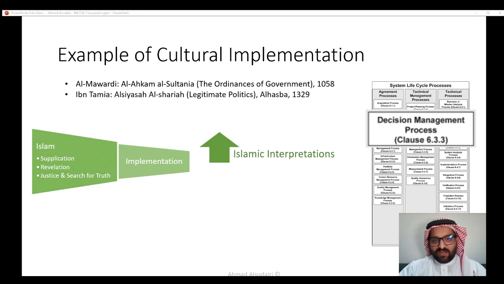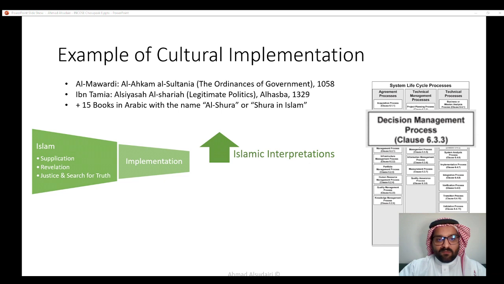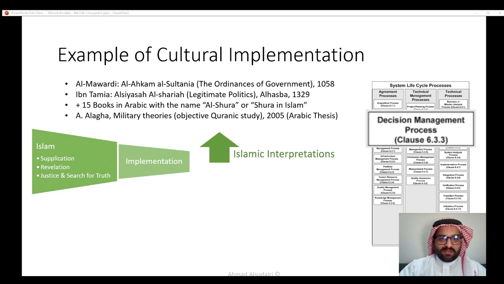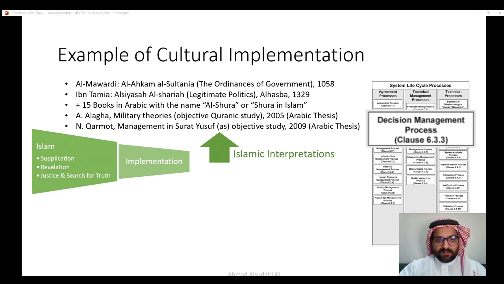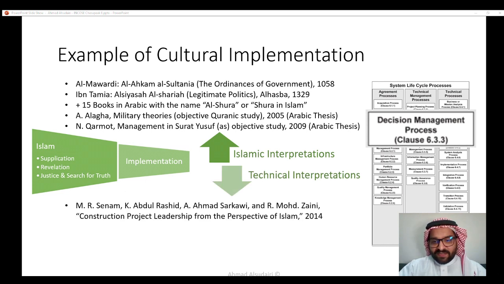Also, Ibn Taymiyyah has two books specific to management and economics. He also has a lot of books on philosophies and how to deal with science. There are more than 15 books with the name of Shura in Islam, and these are two examples of new implementation, people trying to apply management or military theories and talking about decision management in Islam. Also, there are technical interpretations.